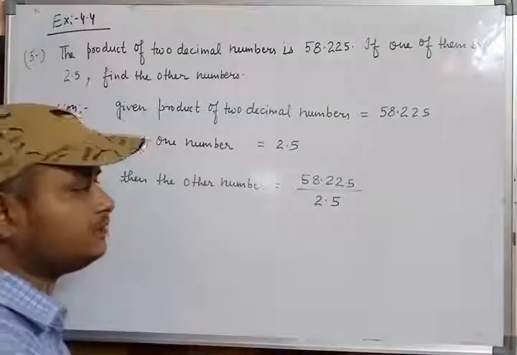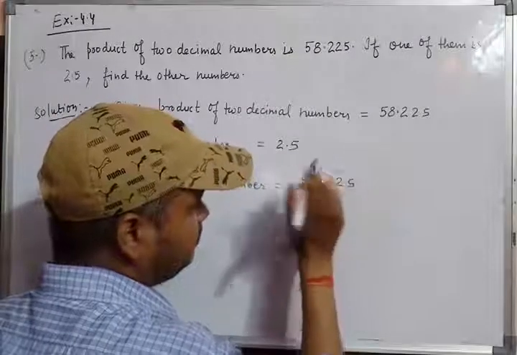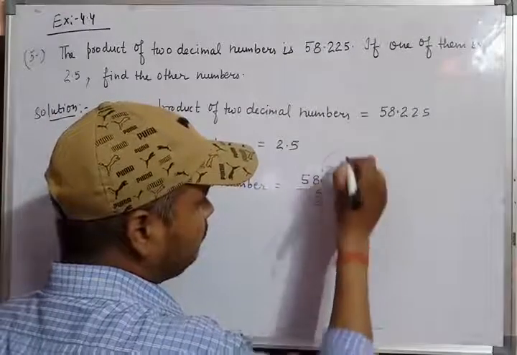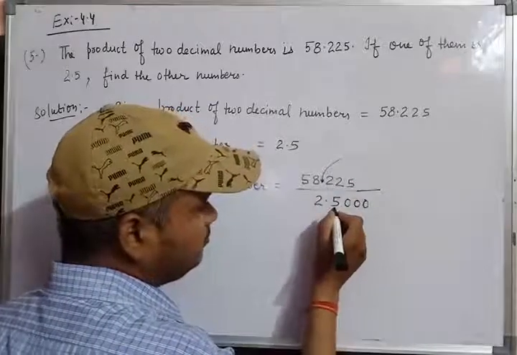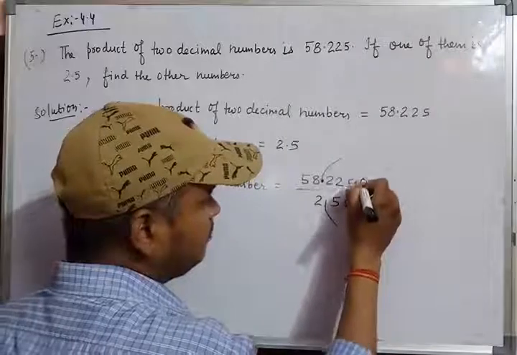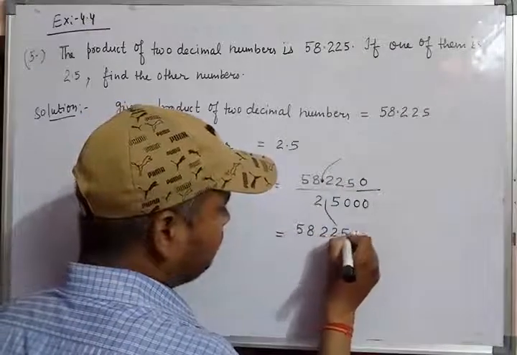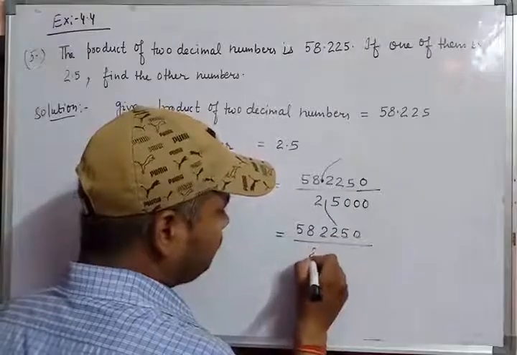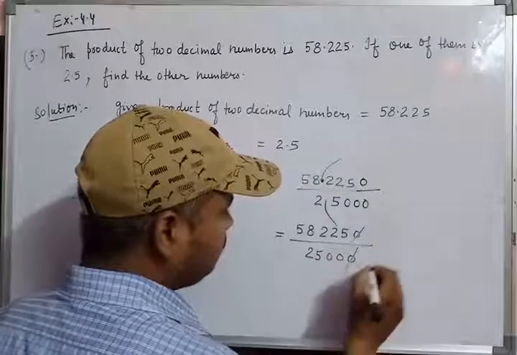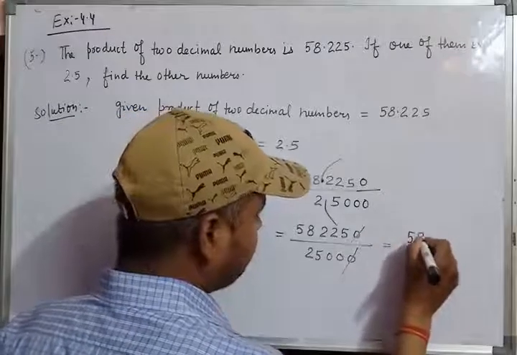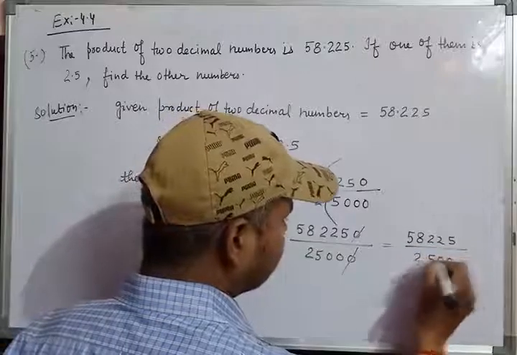How can we remove the decimal? Here the decimal is written before 3 digits, so we can put 1000, and here the decimal is written before one digit, so here we can put 10. So we can write 582250 upon 25000. Now we can remove this 0, so we can write again 58225 upon 2500.